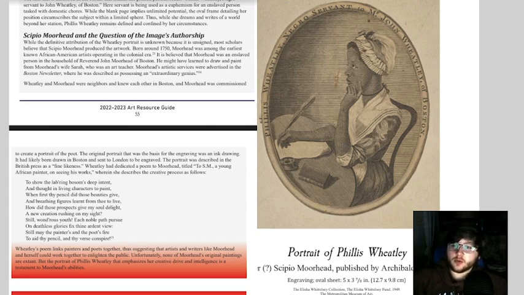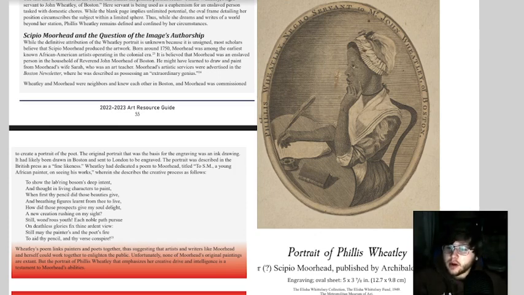Wheatley and Moorhead were neighbors and knew each other in Boston, and Moorhead was commissioned to create a portrait of the poet. The original portrait was the basis for the engraving of an ink drawing. It was likely drawn in Boston and sent to London to be engraved. The portrait was described in the British press as a fine likeness.